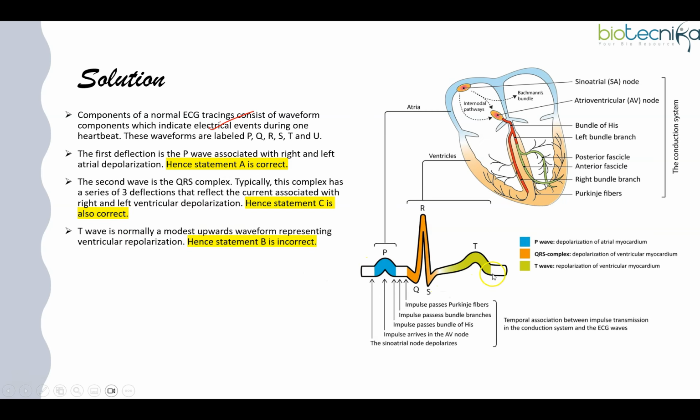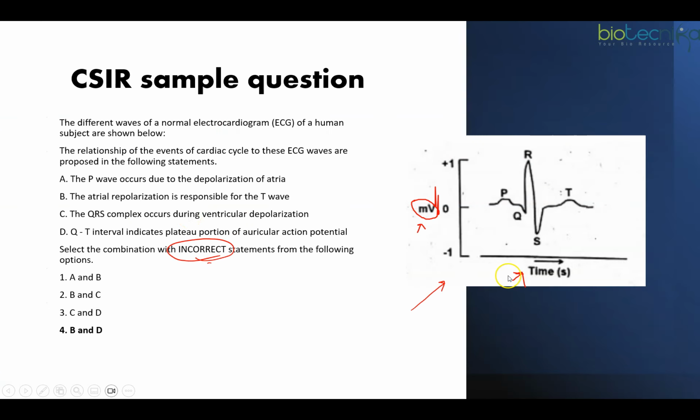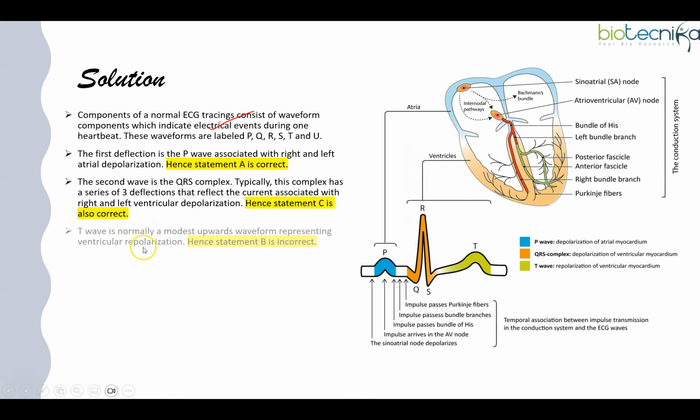The T wave, which is this one, is normally a modest little upwards waveform representing ventricular repolarization. Since in B over here it is mentioned that it is atrial repolarization, that is why statement B is wrong. Now in such correct and incorrect questions, you must be very careful with letters also. When you see repolarization, you cannot do selective reading like that. You have to be very careful about each and every word which can even go wrong, and that's why B is wrong.